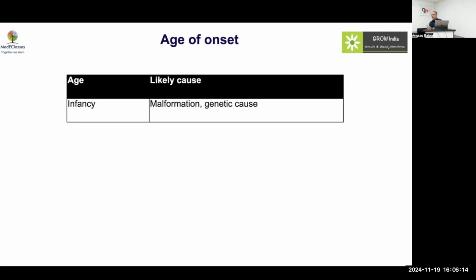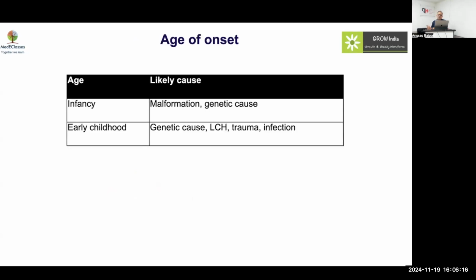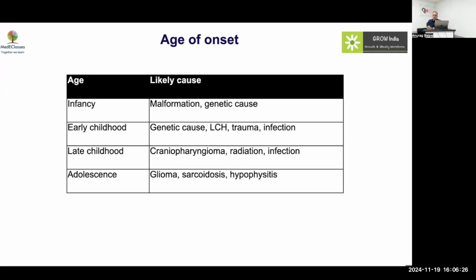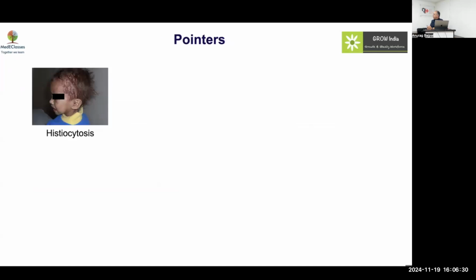Finally, the cause. As I discussed, early infancy means malformation or genetic cause. Early childhood, genetic, LCH, and of course, infection becomes important. Late childhood, CNS conditions, craniopharyngioma; adolescence, glioma become important, along with sarcoidosis and hypophysitis.